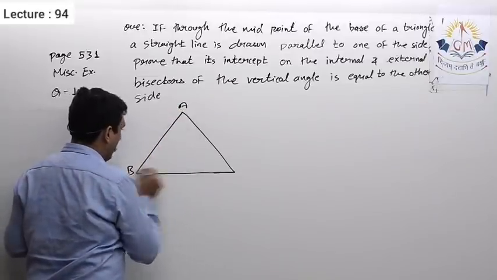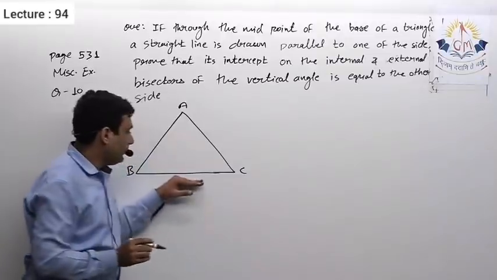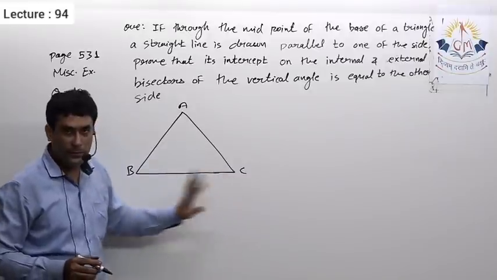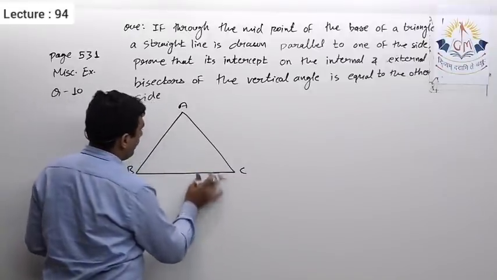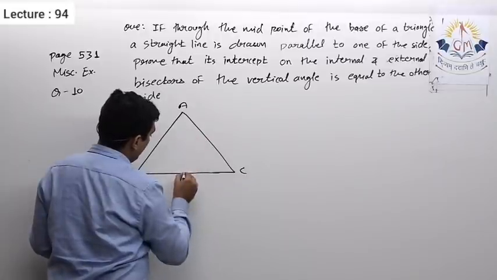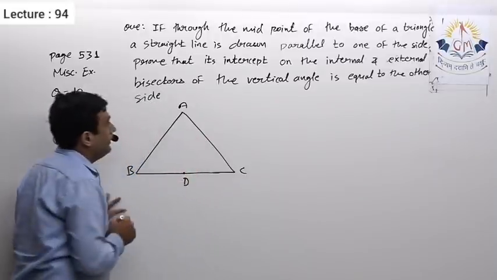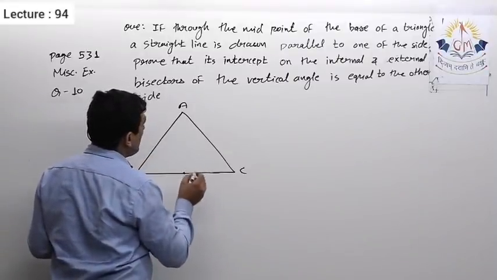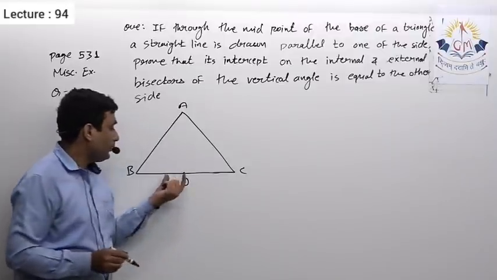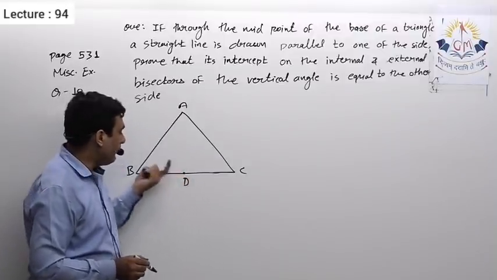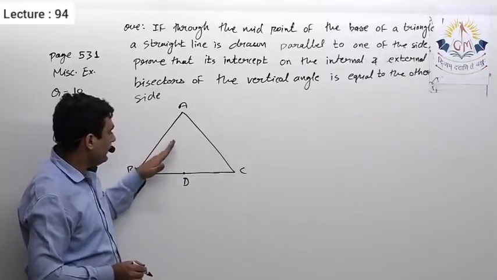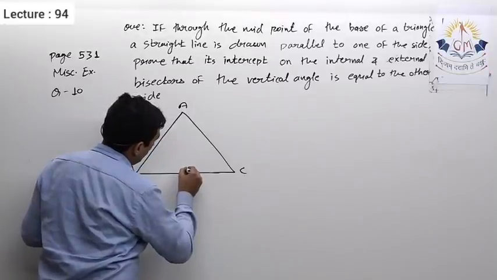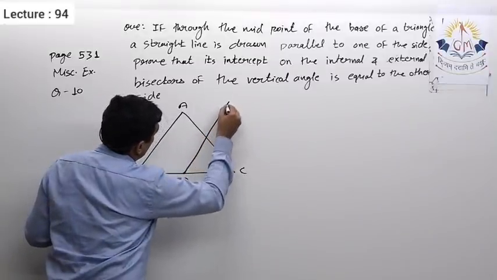So through the midpoint of the base of the triangle, first of all I am taking triangle ABC. Now if I consider BC as base, then A will be the vertical angle. If I consider AB as the base, C will be the vertical angle. So I am considering AB as the base, through the midpoint of the base. If through the midpoint of the base of a triangle a straight line is drawn parallel to one side, as I took midpoint of BC, it means I have to draw a line parallel to either AB or AC. So I am drawing a line parallel to AB, in this way.